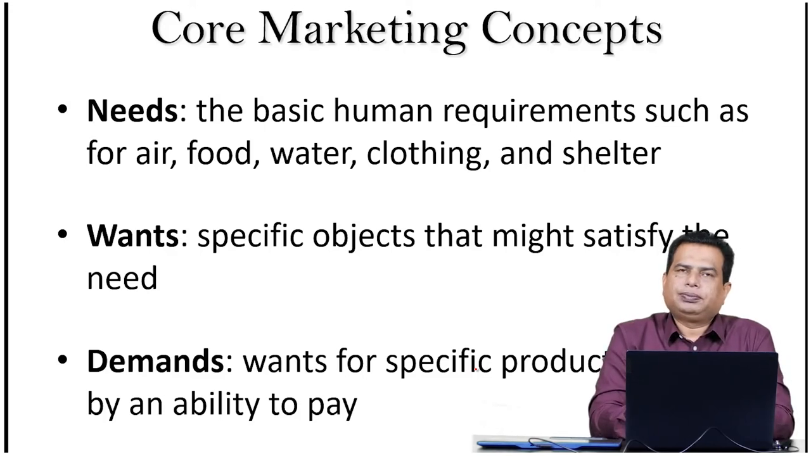So now I'm going to talk about some of the core marketing concepts that have been very important for a student to understand. So first, needs. Needs are the basic human requirements such as the requirement for food, air, water, clothing, and shelter. These are the needs. Then wants: specific objects that might satisfy the need.